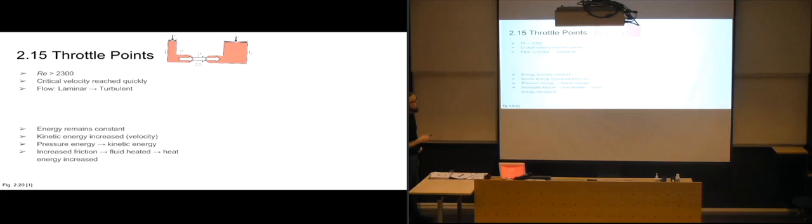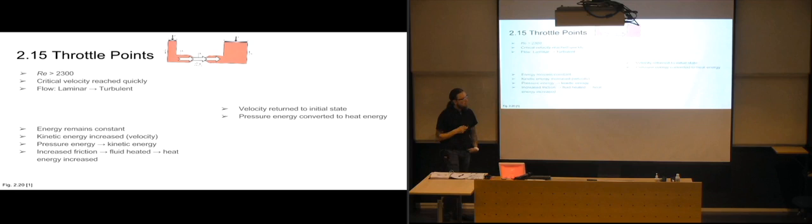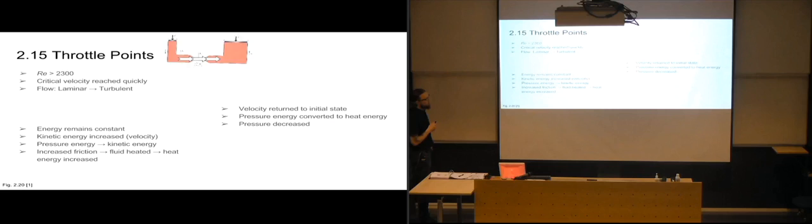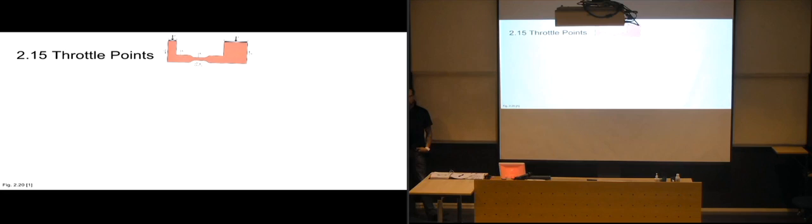So now we'll look a bit at what happens after the throttle point. So after the throttle point, we suddenly have regained our cross-sectional area. So our velocity returns to the initial state. If this has been designed correctly, the Reynolds number will drop sufficiently that we will return to a laminar flow. But before we got here too, we had pressure energy that had been converted into heat energy, which means that we had less energy for our pressure, so our pressure has been decreased. So using throttle points is, in fact, a way of decreasing our pressure in the system.